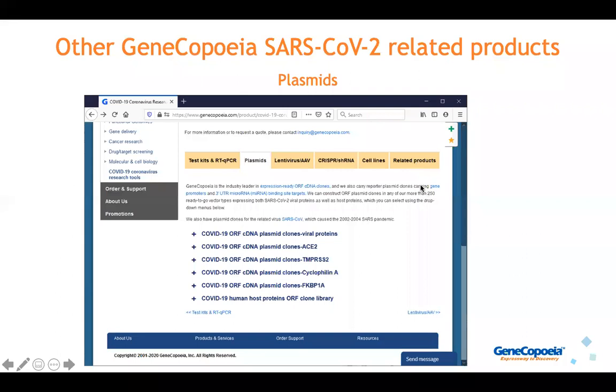Now I want to move on to another product area, which is SARS-CoV-2 related plasmids. As I mentioned, GeneCopoeia is a company that started out providing genome-wide collections of human and mouse open reading frame, or ORF, clones. And so we have many clones that express ORFs for both the SARS-CoV-2 viral proteins as well as human host factors, as shown on our website.